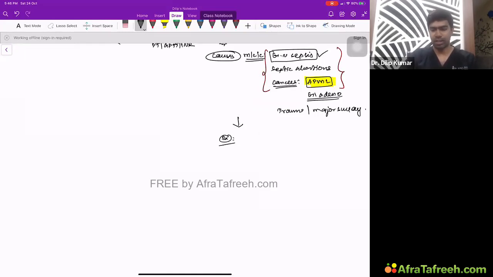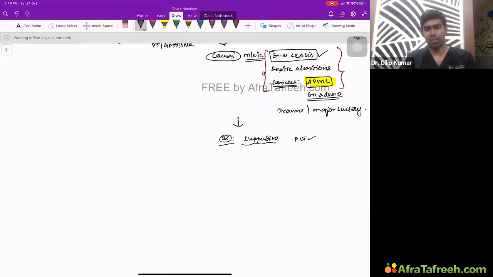Treatment, you can use anything. Treatment is fully supportive. You can use platelet transfusions if there is severe bleeding and thrombocytopenia. You can use fluids if it's a septic shock. You can use cryoprecipitate if the fibrinogen levels are very low. So depending on what the underlying problem is, you can start treating accordingly.